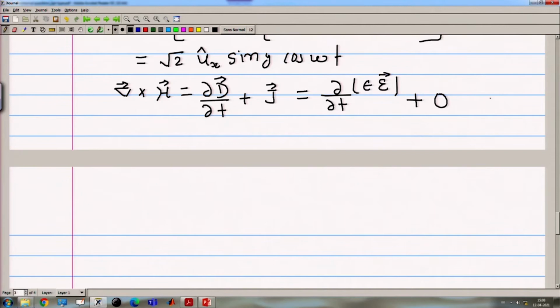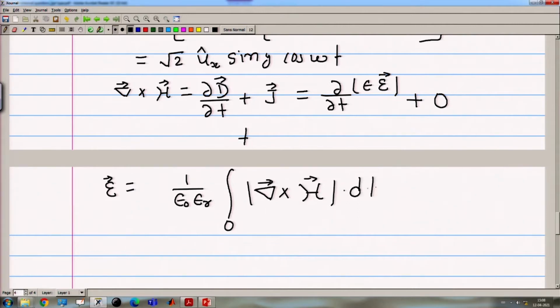Because epsilon is constant, it will come outside, and the instantaneous form of E we can write as 1 by epsilon naught epsilon r, where epsilon is epsilon naught into epsilon r, integration from 0 to t of del cross H into dt. Because the differentiation on E can be taken to this side, it becomes integration. So, now we have to find del cross H.